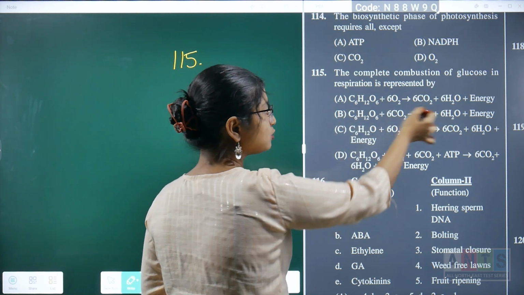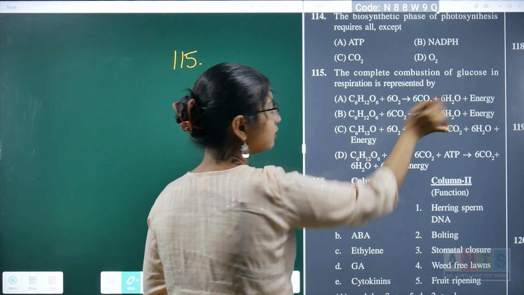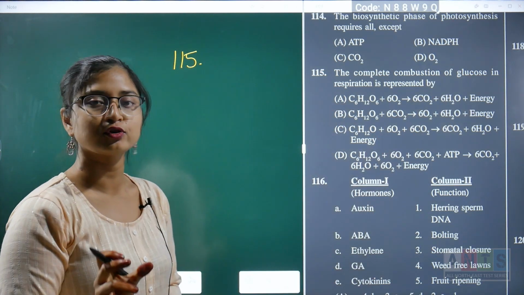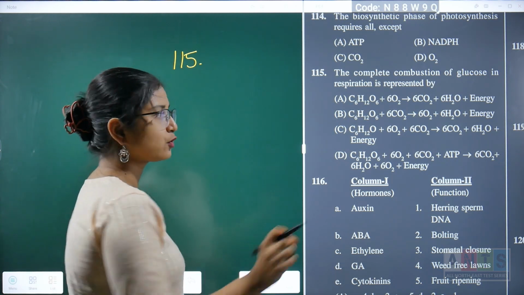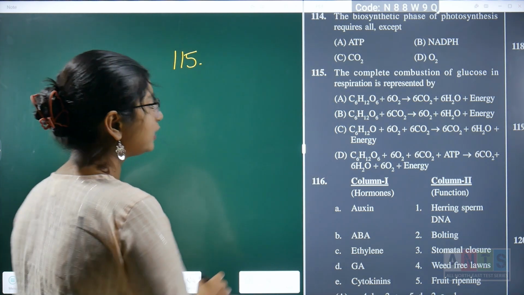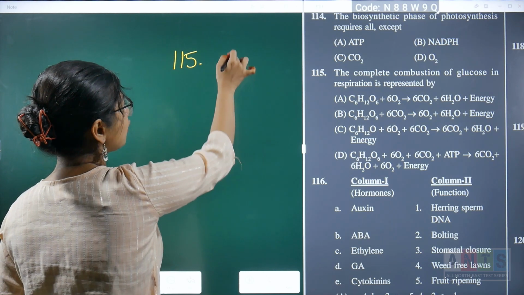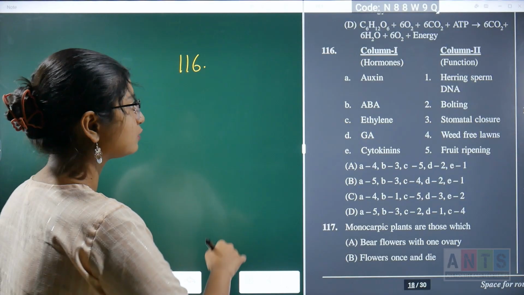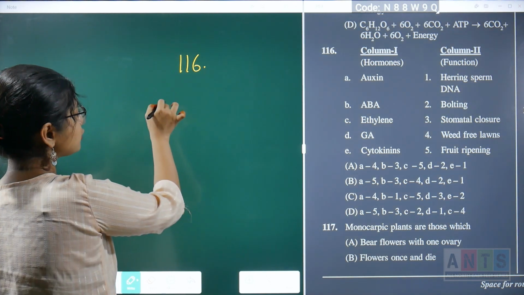So यहाँ पे जो number A में whatever reaction is provided, that is representing the exact reaction of glucose respiration. So going by that, question number 115, the correct answer is option A. Now, question 116, match the following hormones and their function.